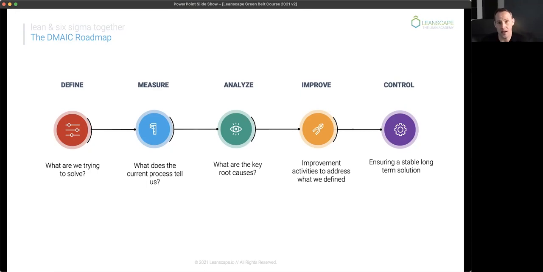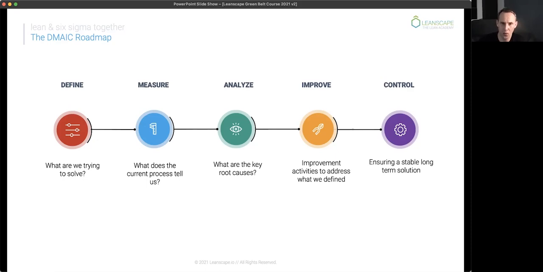Then we go into the measure stage. The measure stage is all about what the current process, the current operation, tells us is actually happening. It's not about what you think is happening. It's not about what your boss thinks is happening. It's not about what your team or managers think. It's what the process is actually telling us, using data and facts. The analyze then is all about how we identify the root causes which are driving the issues we've identified. So what are the root causes that tie back to the problem that we are facing?